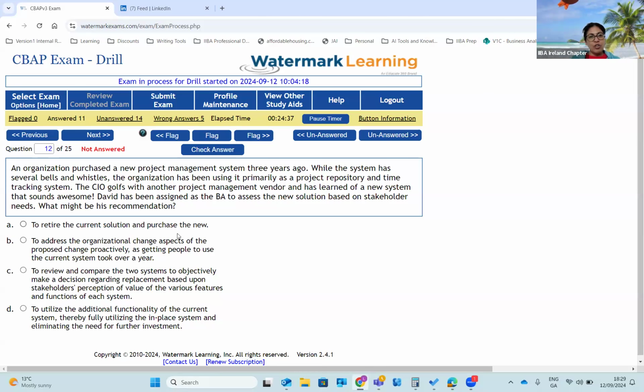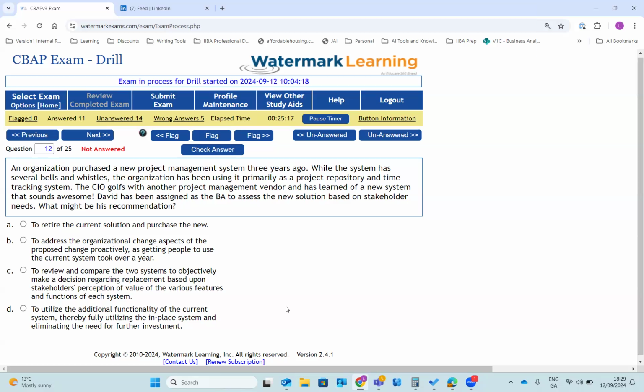To retire the current solution and purchase the new; to address the organizational change aspect of the proposed change proactively, as getting people to use the current system took over a year; to review and compare the two systems, to objectively make a decision regarding the replacement based upon stakeholders' perception of value of the various features and functions of each system; to utilize the additional functionality of the current system, thereby fully utilizing the in-place system and eliminating the need for further investment.